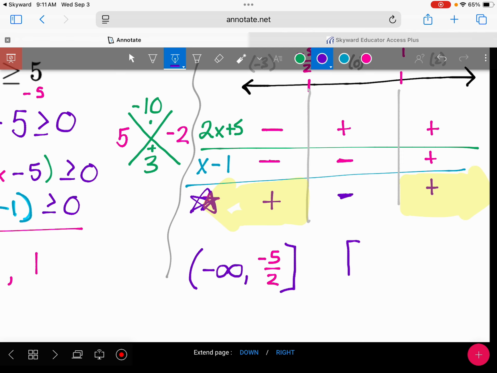Same thing on the right-hand one. We've got our bracket, and it goes from 1 to infinity. Again, technically we join them with a U. I'm not petty about the U part. Petty about the brackets versus parentheses, but not about the U. I don't really care.